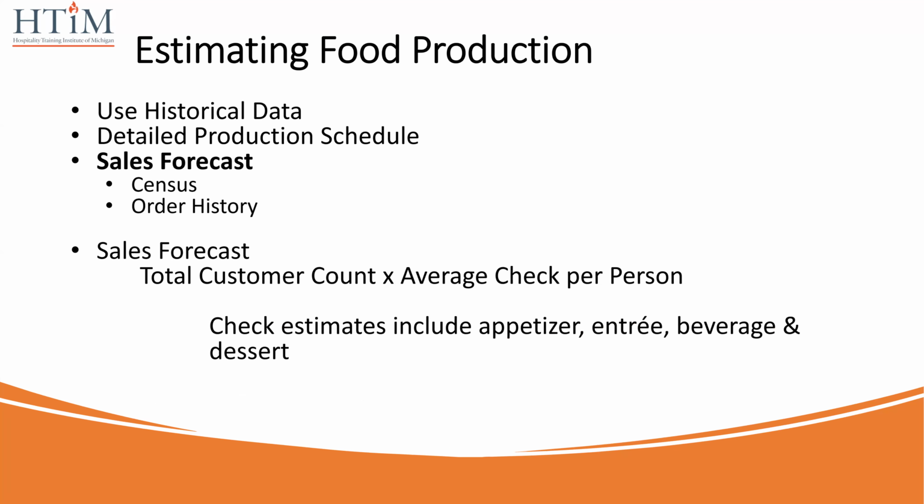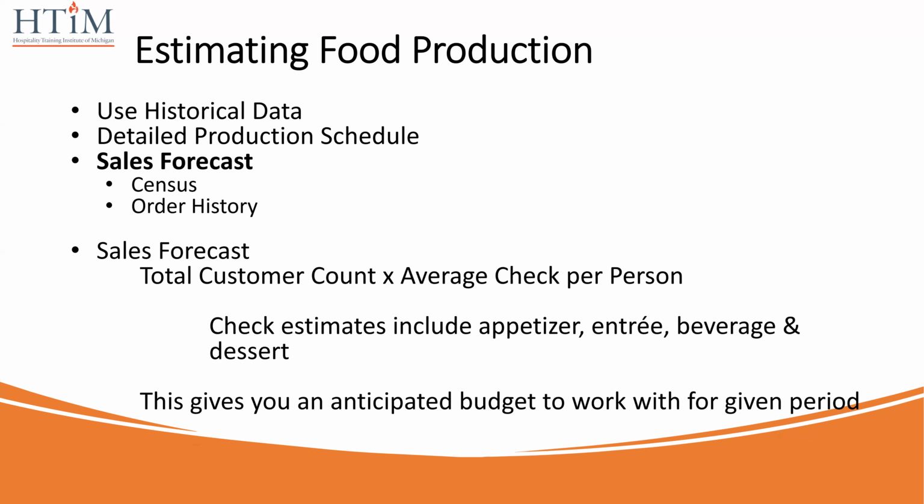So we know that check estimates include a potential appetizer, entree, beverage, and dessert. But how do we estimate all that stuff? Not everybody orders an appetizer or a beverage or even a dessert, right? Some people just drink water and they skip the dessert. Certainly it just depends. So how do we average all that stuff out? We're going to talk about that a little bit. Once we get our arms around this, it gives us an anticipated budget to work with for that given period, right? For this week, for Tuesday night, Wednesday night, whatever the case is.